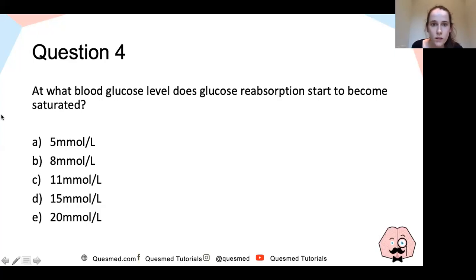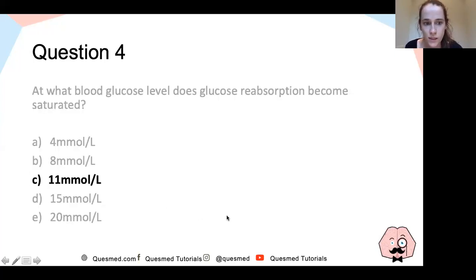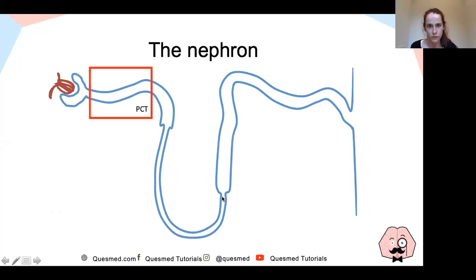Okay. So we've got another slight mix of answers. So we're going between B, C, or D. So they're kind of our middle ones. So the correct answer is C, 11 millimoles per litre. Okay. I'm sure that in different texts it might be kind of one above, one below, so don't worry too much. So the part of the nephron that we're looking at for glucose reabsorption is the proximal convoluted tubule.